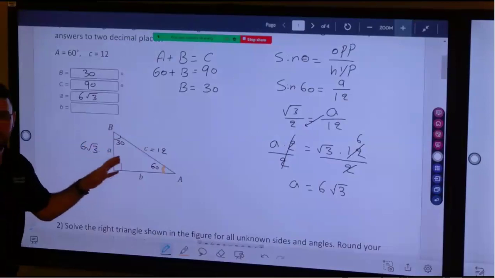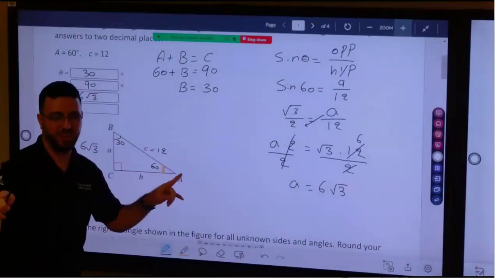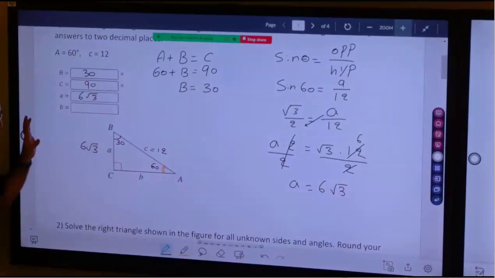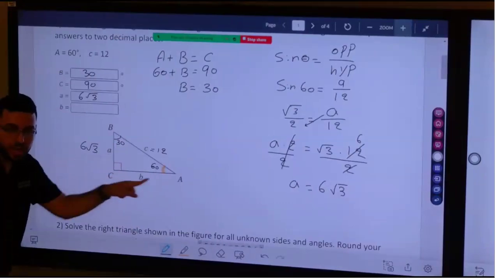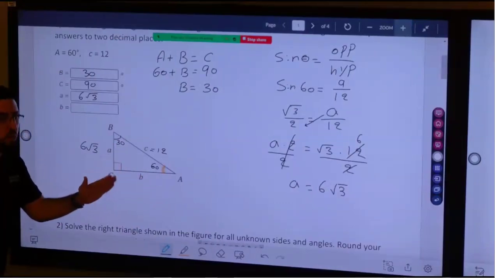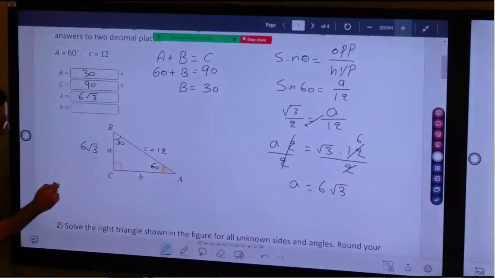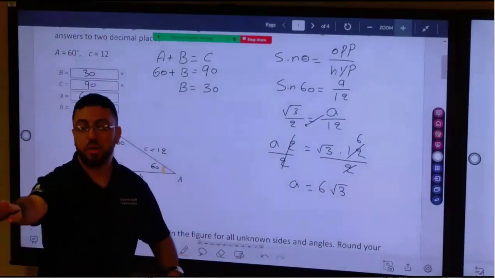So now, which one are you going to use? Make a decision. It's up to you which one you want to use, because your goal is to find side B. You want to use the Pythagorean theorem? Okay, let's use the Pythagorean theorem, it's up to you. Yes, the Pythagorean theorem is right.